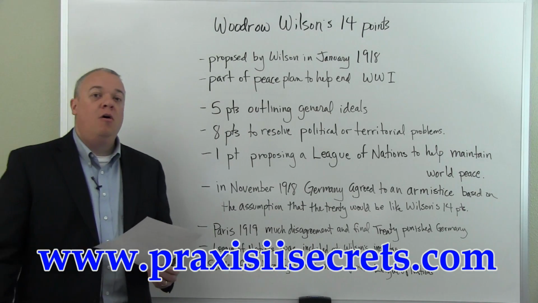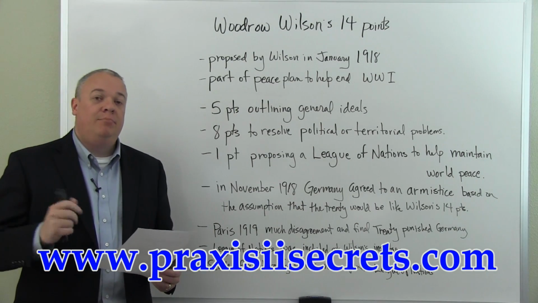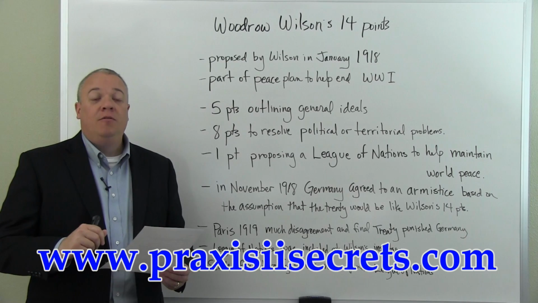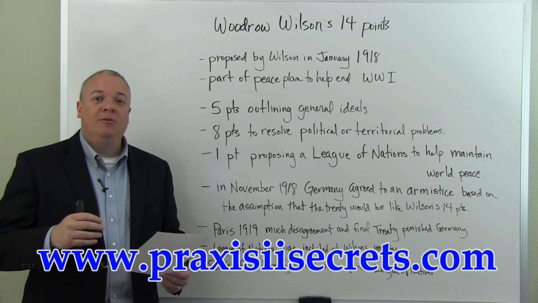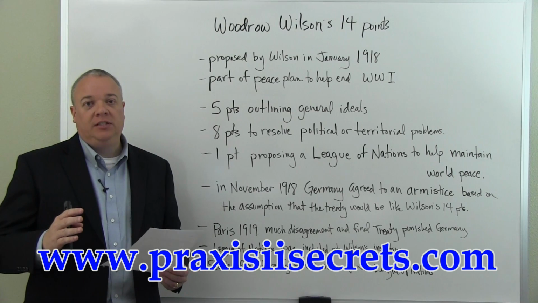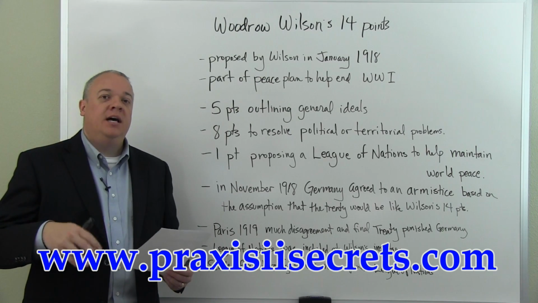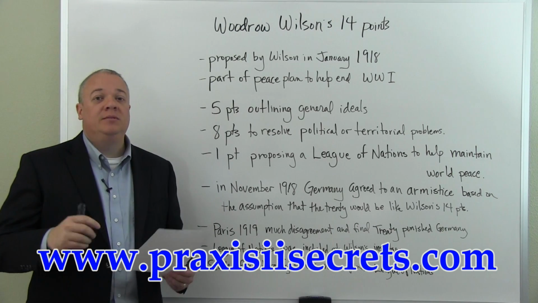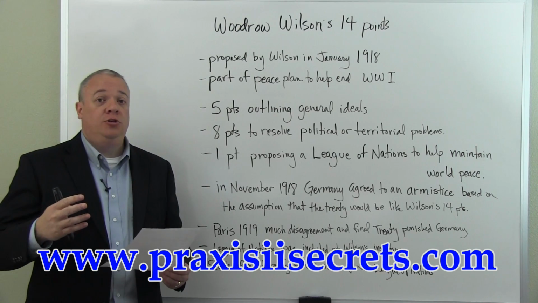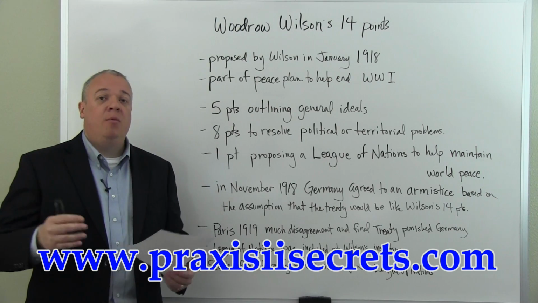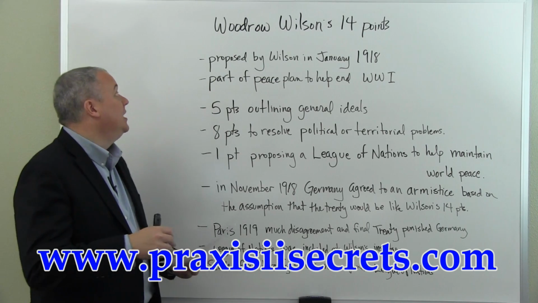Today we want to briefly go over Woodrow Wilson's 14 points. As World War I was drawing to an end and they were looking for a way to resolve the conflict in Europe, Woodrow Wilson wanted not just a cessation of the war, but to put in place something that would prevent such wars in the future. And so he proposed and came up with a 14-point plan.